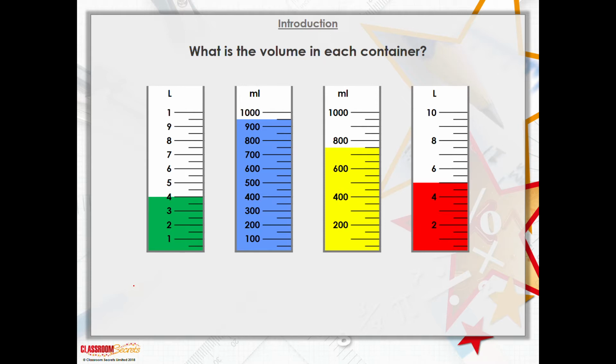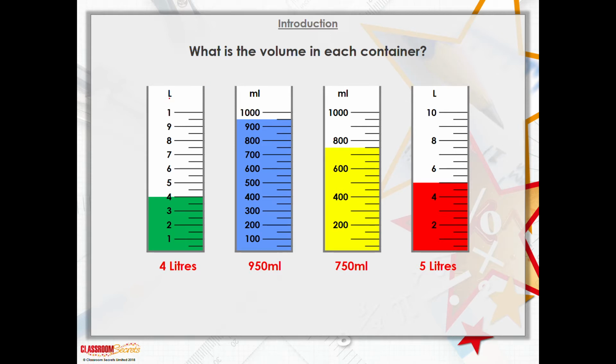There we are, so welcome back. Hopefully you've had a look. Now, let's have a little look. In our first container, the green container, we have 4 litres. We can see that because we've got 1, 2, 3 and 4. It comes up to this fourth point here, so the fourth litre, and we know it's litres because it tells us at the top.